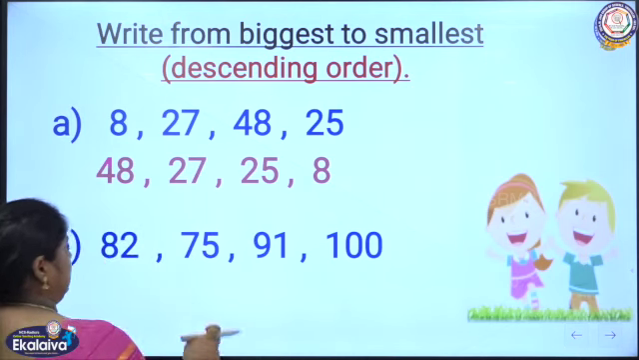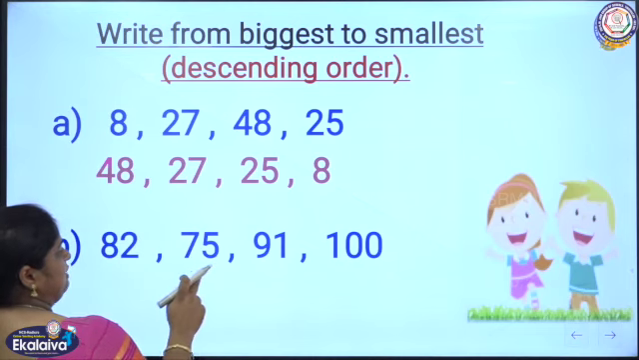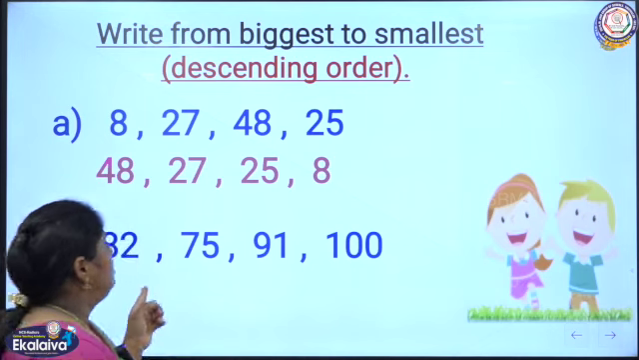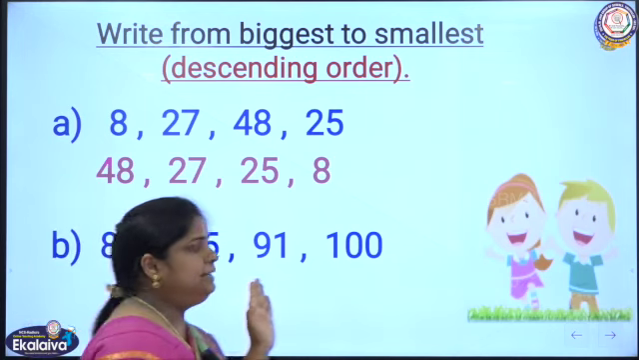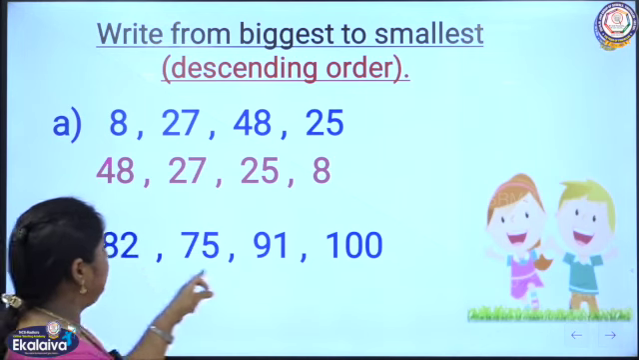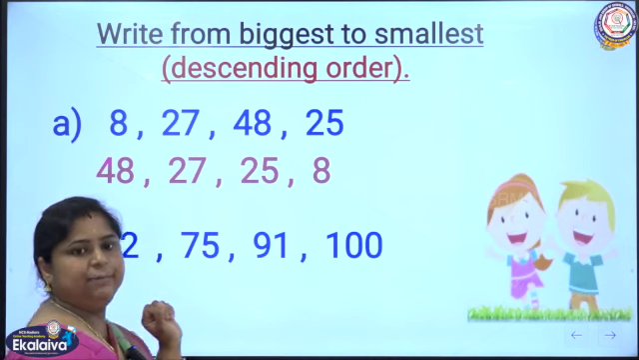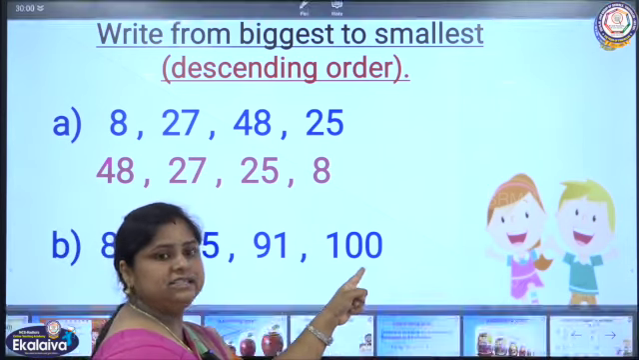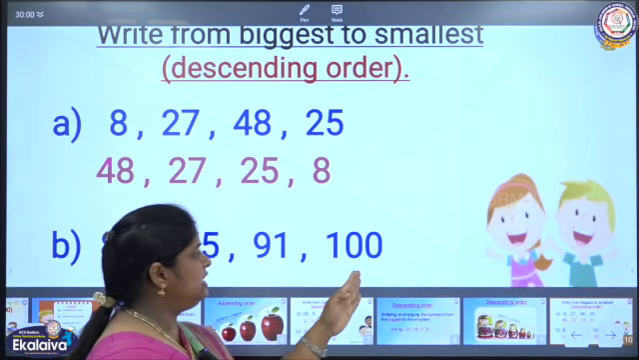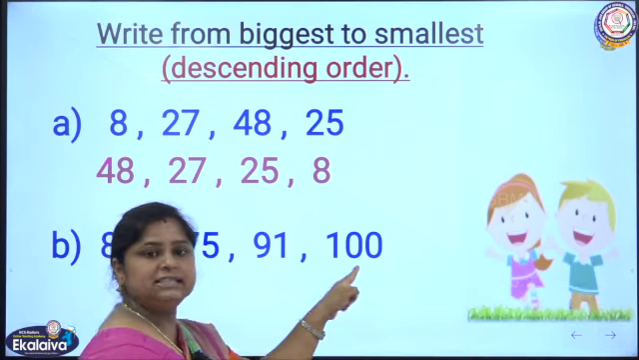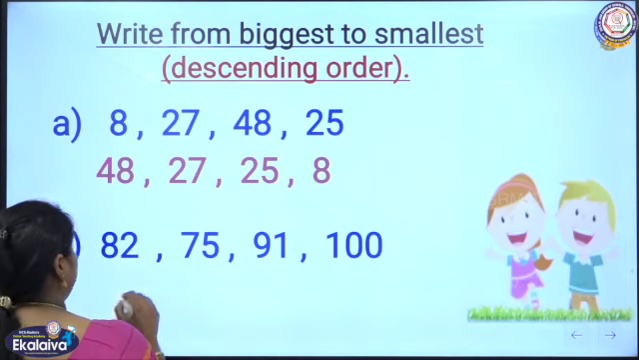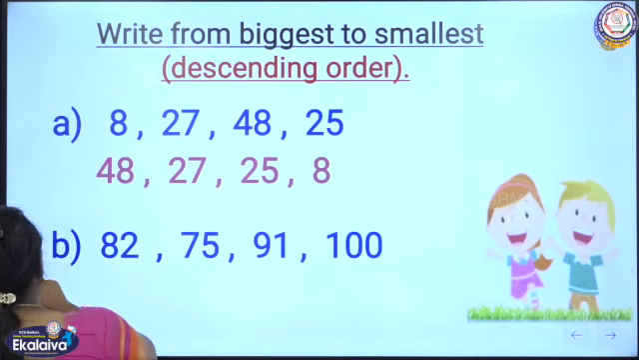See the next sum, 82, 75, 91, 100. Okay. First, we are going to check the digits. See, these 3 numbers are 2 digit numbers and the last number, check that number, it is a 3 digit number, 100. So, it is very clear that it is the biggest number among these numbers. So, I am going to write the 100 first.